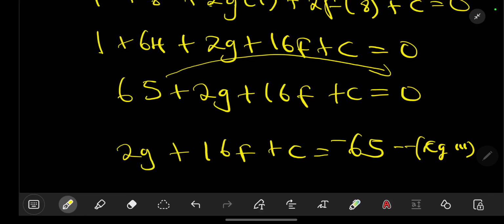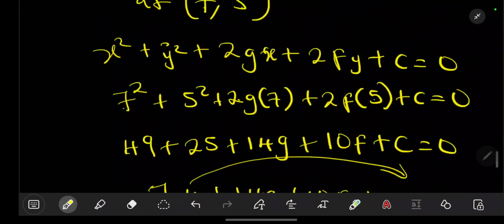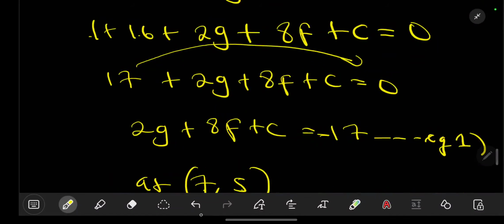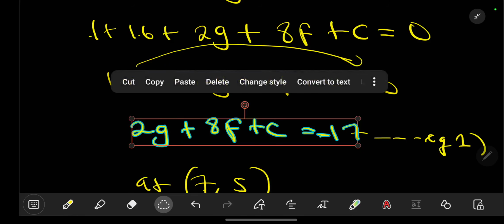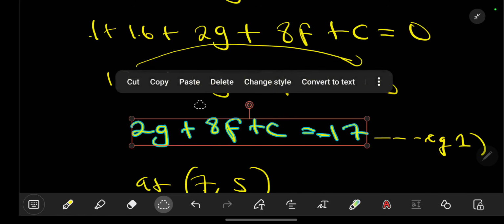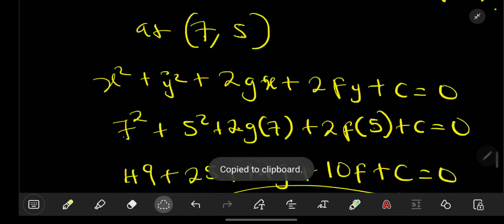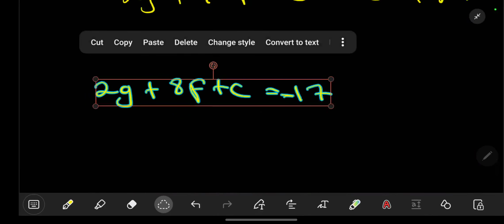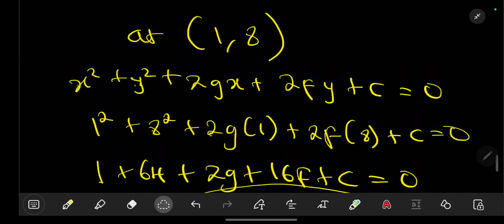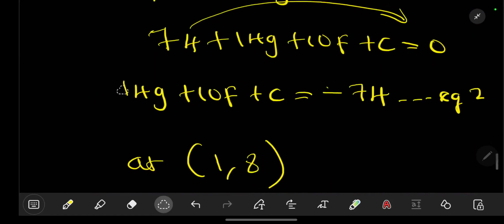So what we are going to do is, let's write them side by side. If we write these equations side by side, this was our equation 1. We take our equation 2, which is this one, we also take it.